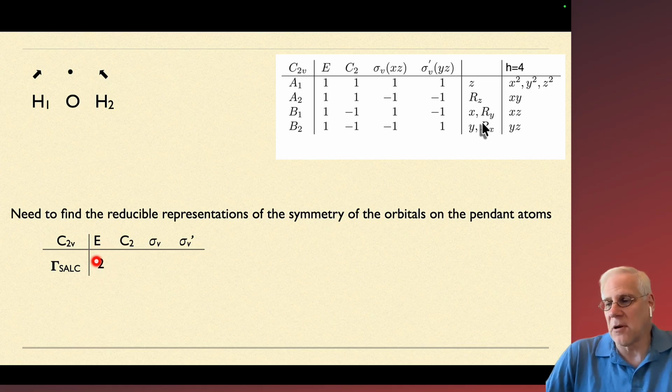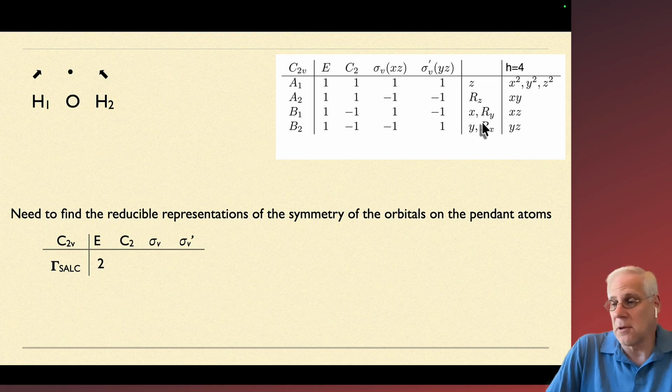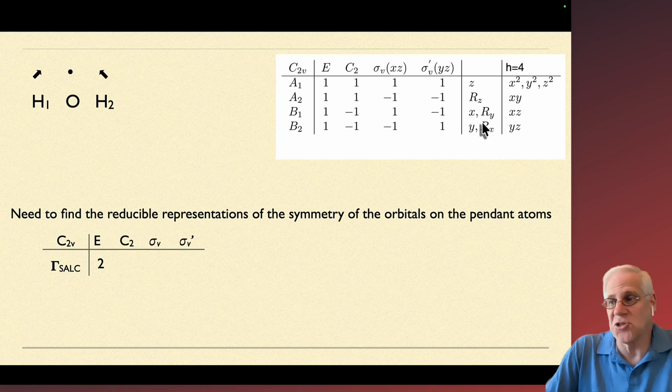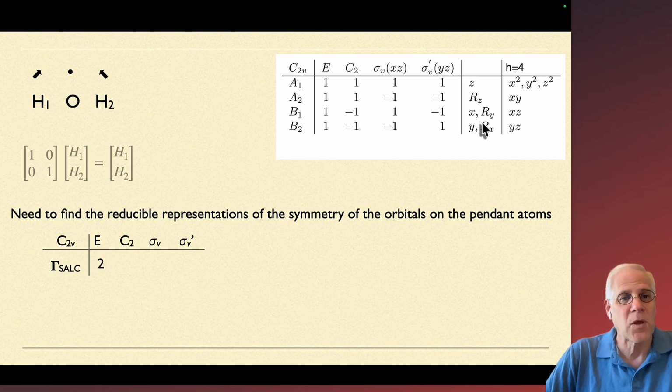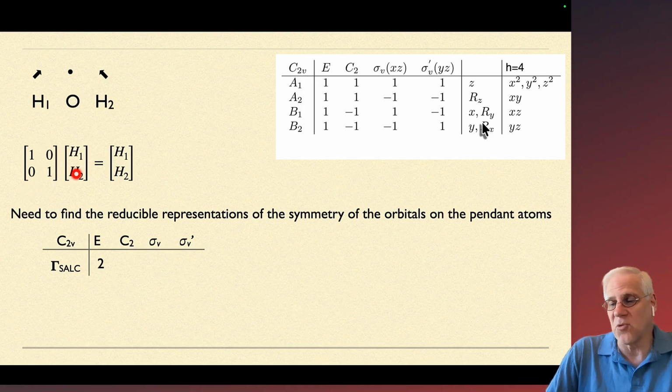Now let's take a look and fill in our values here. So really what we're doing is we want to see how many of our hydrogen atoms stay the same when we do an operation given in our row right here. So if I do the identity operation, the molecule doesn't change. And so H1 becomes H1 and H2 becomes H2. And so I have 2 of my vectors remain exactly the same. If you want to look at it in terms of a matrix, we would have our H1 and H2 here. So we have 1 and 0 because that's our H1, 0 and 1 times our H2. And that gives me H1, H2.